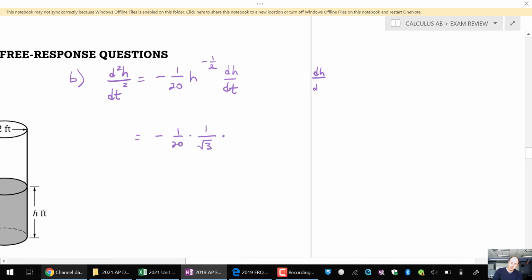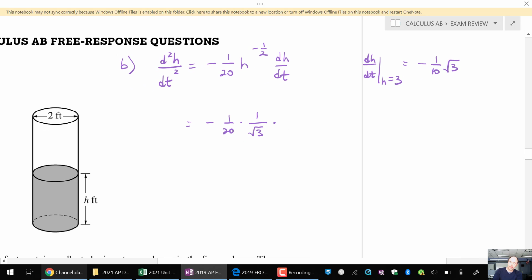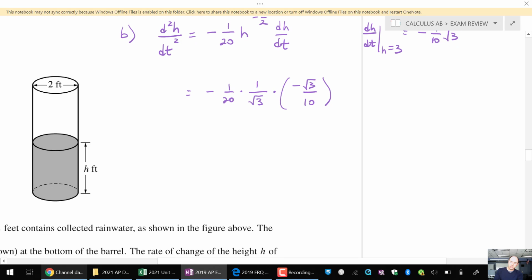Another detour here. dh/dt is going to be negative 1/10 times root 3, or just negative root 3 over 10. Now, again, I don't really care about what this all simplifies down to. All I care about is the fact that it looks like we're going to have a positive second derivative. Negative times negative is going to be overall positive. So this is going to be greater than 0.